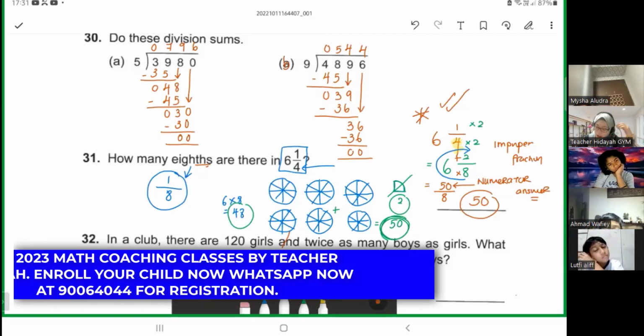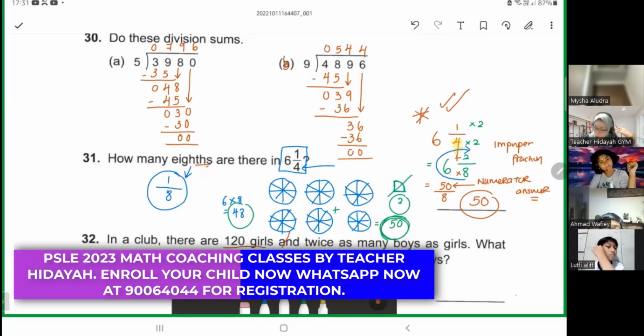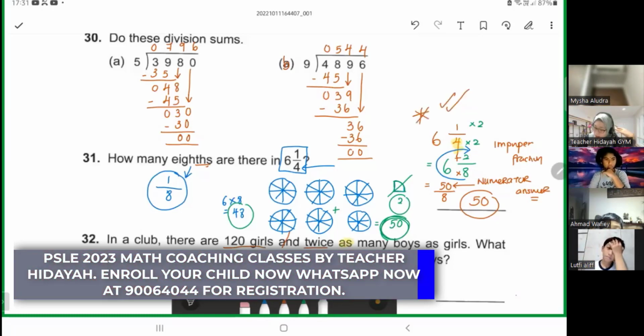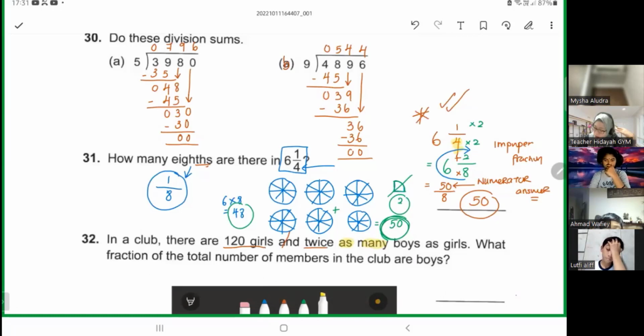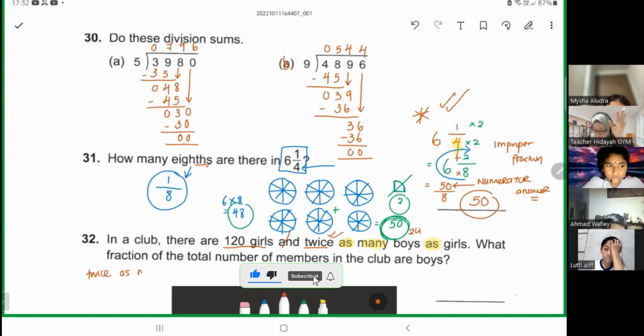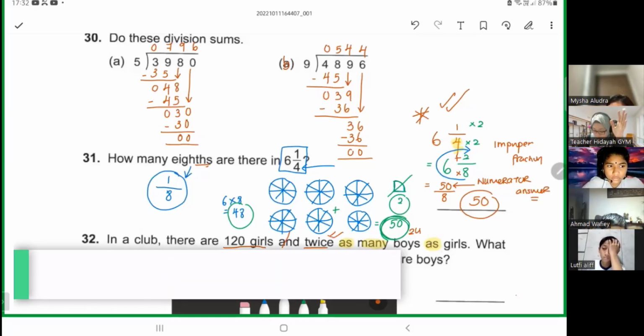In a club, there are 120 girls and twice as many boys as girls. The magic phrase. So boys will be 2 units because of twice. And I'm comparing with my girls after the magic phrase, as many as. So you see, I repeat, twice as many as.